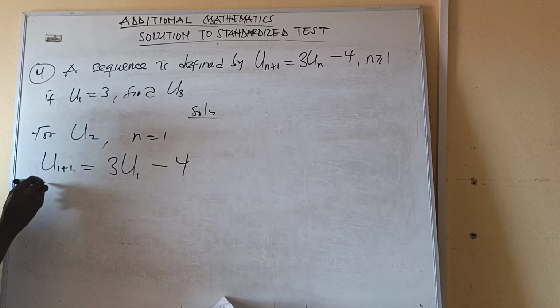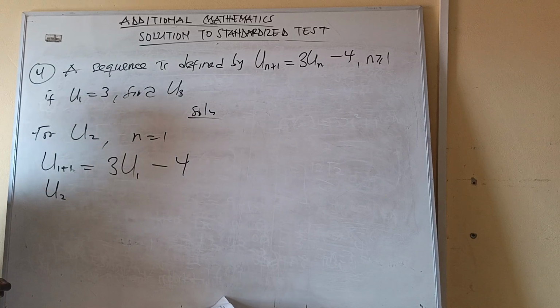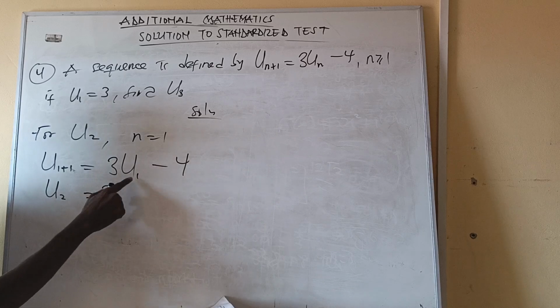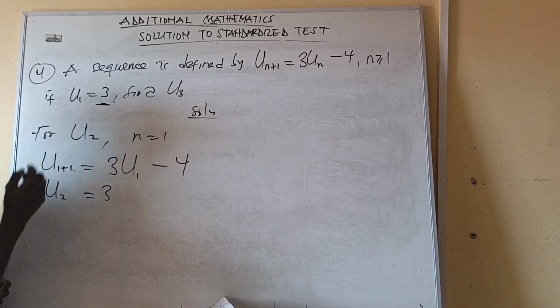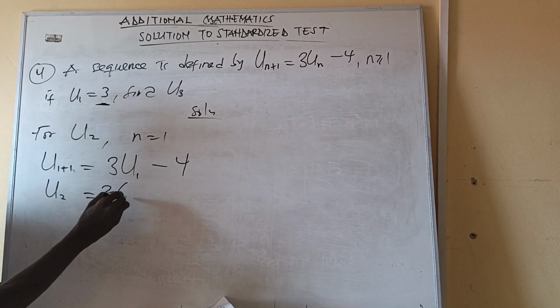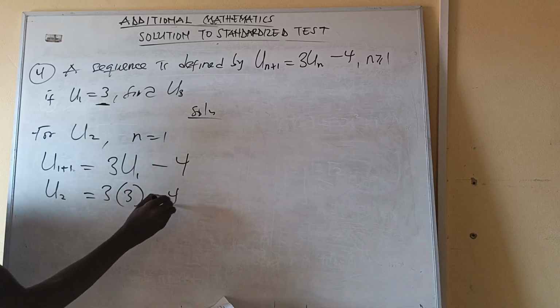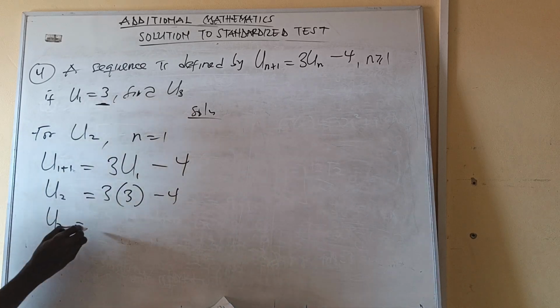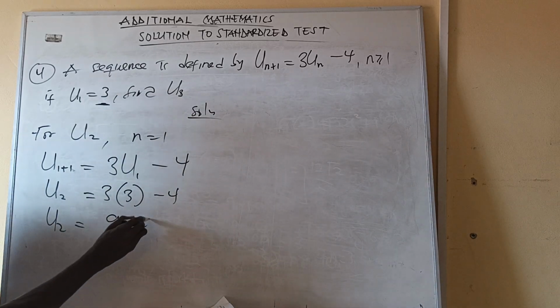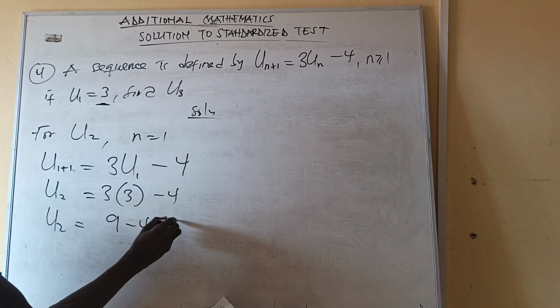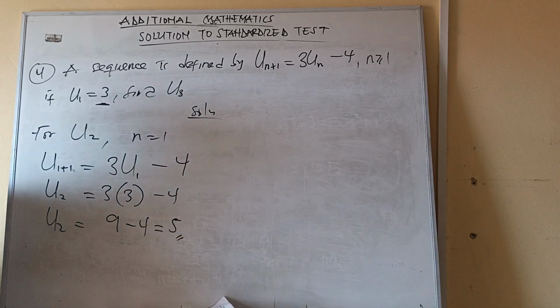Now, this one will give us what? 1 plus 1 is 2, u2. And this is how we can get a u2. Now, don't forget we have 3 times u1. u1 was given in the question as 3. So I have u1 will be 3 minus 4. Now, what will be the answer for u2? 3 times 3 is 9 minus 4, which is what? 5. Now, u2 is equal to 5.